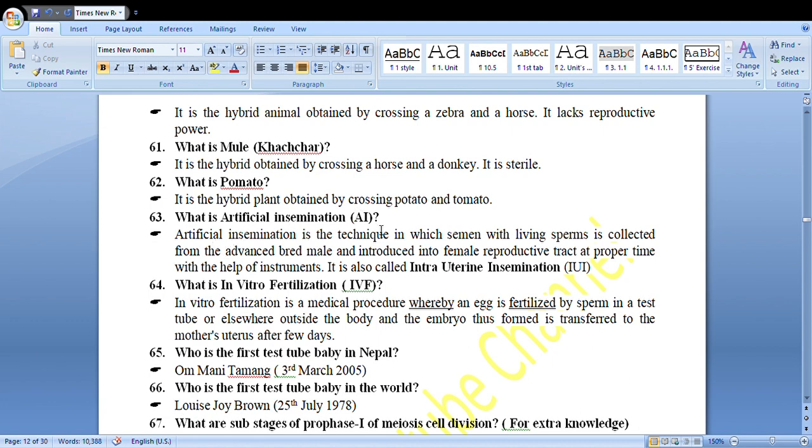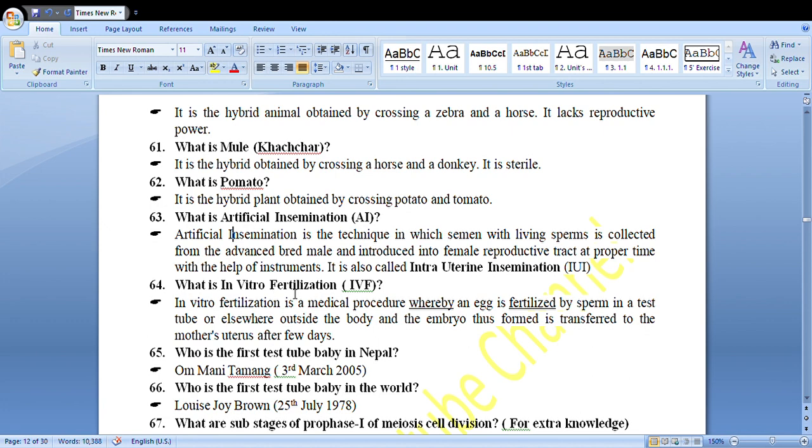What is artificial insemination? Artificial insemination is a technique in which semen with the living sperm is collected from the advanced bred male and introduced into female reproductive tract at the proper time with the help of instrument. It is called intrauterine insemination (IUI).